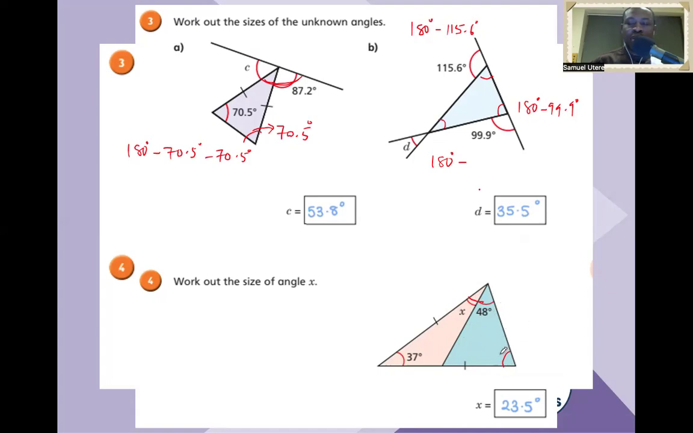Now, if we know that this will be x add 48 degrees, because these are the base angles of this isosceles triangle, and you can see the hatch marks, when we write this, we'll have x add 48 degrees plus x add 48 degrees add 37 degrees, which will be equal to 180 degrees. Now, when we simplify this and solve, we would get x equal to 23.5 degrees.